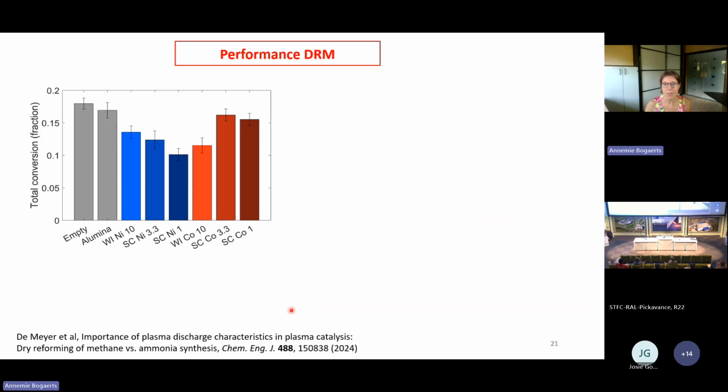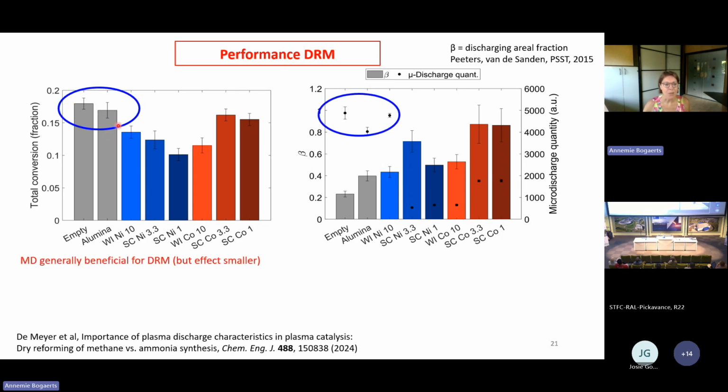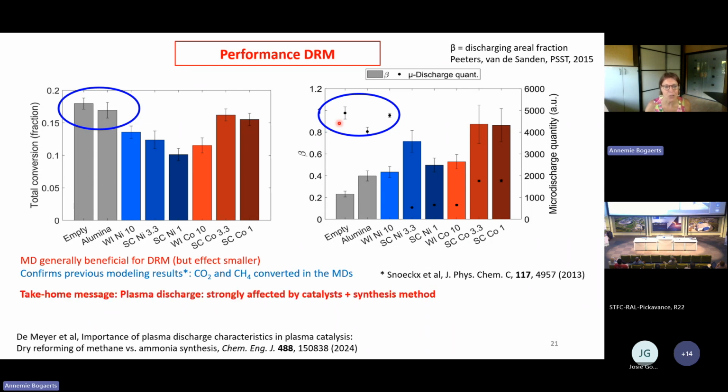Now, if we compare this with the performance for dry reforming of methane, again, now I show the total conversion for the different cases, and I compare, again, the discharging areal fraction and the micro-discharge quantity. Now we see the best results for the empty reactor, which has the highest micro-discharge quantity. So the micro-discharges are now generally beneficial for dry reforming, although the effect is less pronounced. This also confirms previous modeling results that we did for CO2 and methane conversion, and we found that they are mainly converted in the micro-discharges.